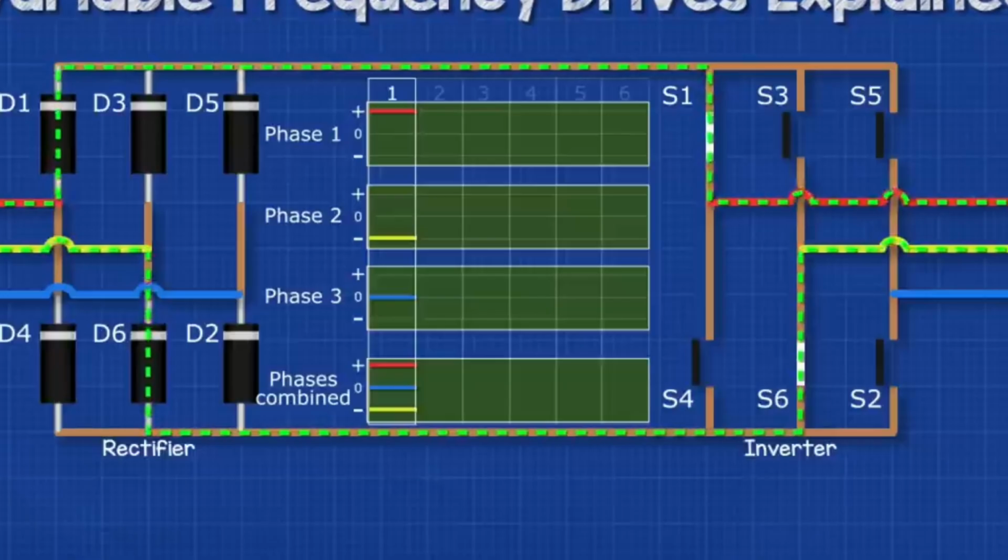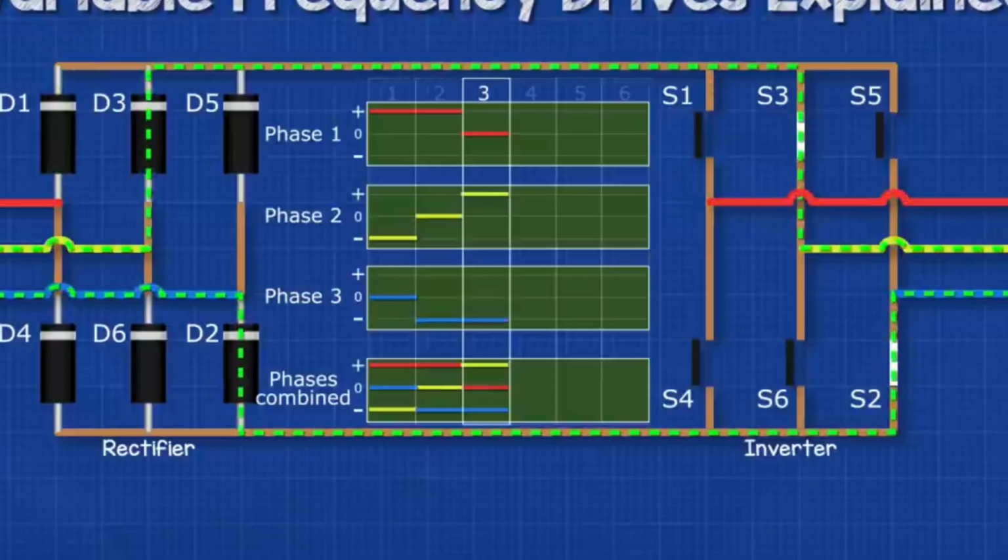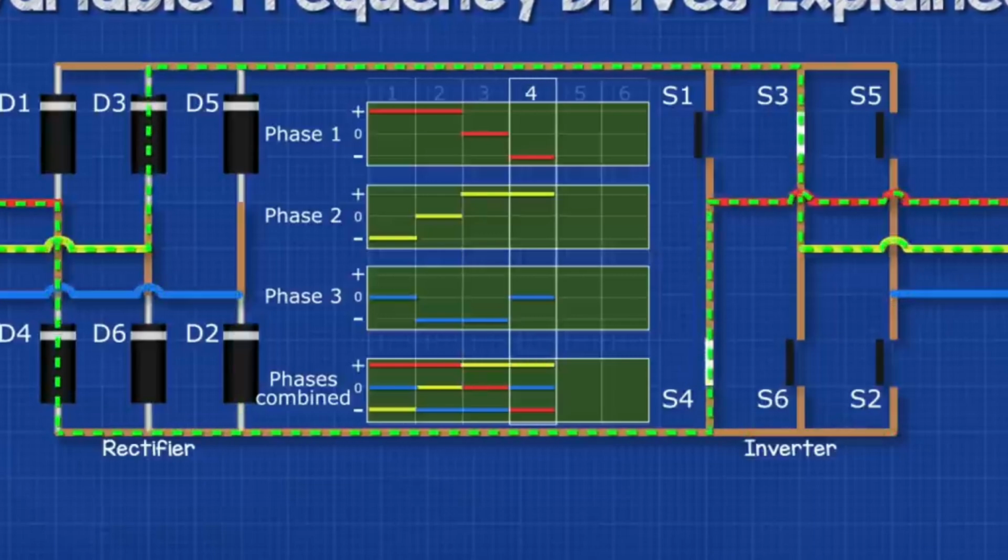First of all, we close switches 1 and 6. This will give us phase 1 to phase 2. Then we close switches 1 and 2. This will give us phase 1 to phase 3. Then we close switches 3 and 2. This will give us phase 2 and phase 3. Then we close switches 3 and 4. That will give us phase 2 and 1.